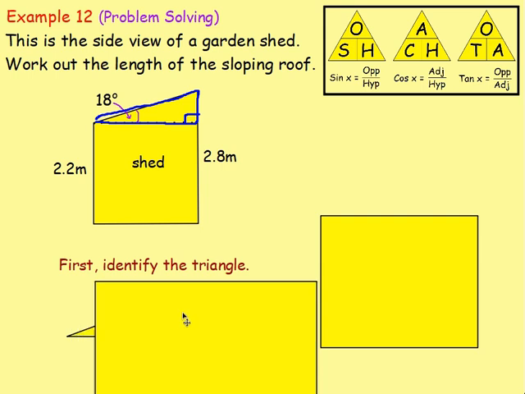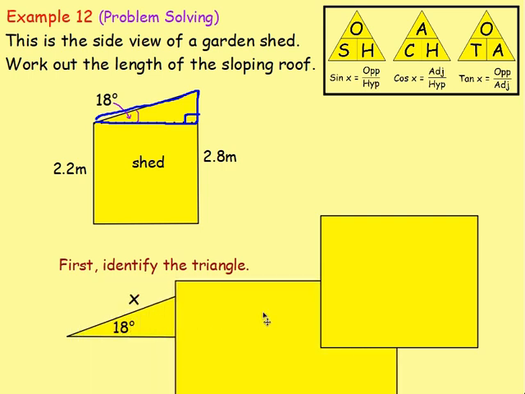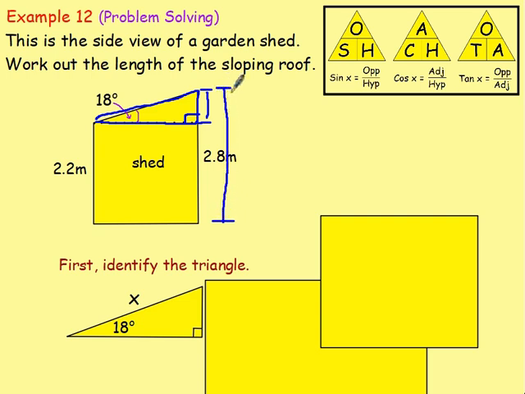So with our triangle, there is the roof. We know this is 18 degrees. We know we want to find this sloping side, so we can say that is X. But what is the height of the roof? What is the height from here up to here? This is what we want to find. Because you know the whole thing is 2.8 from the bottom to the top, and you know from here up to this level is 2.2, you just take them away.